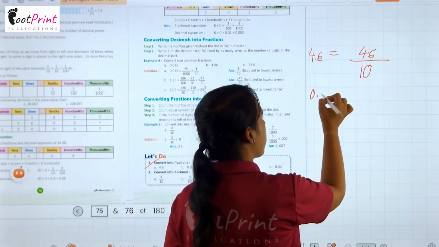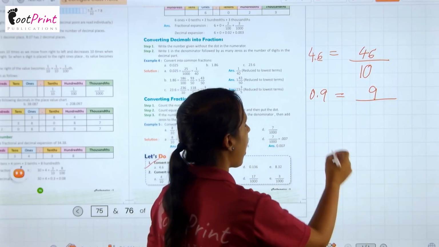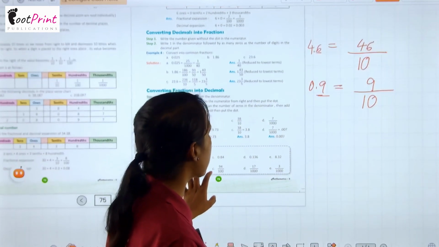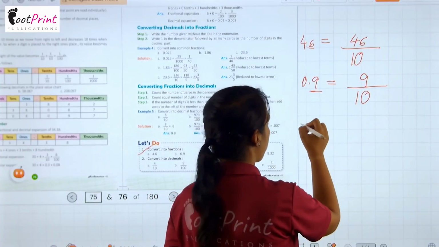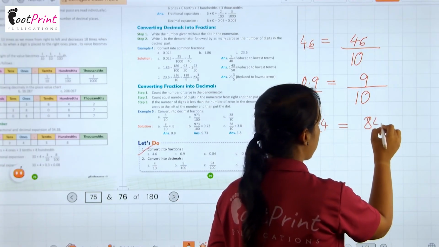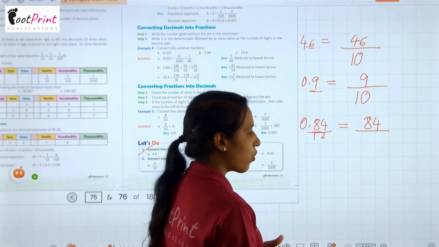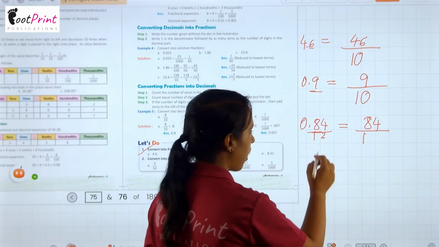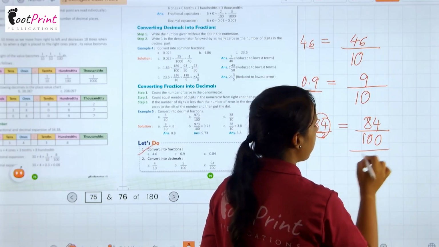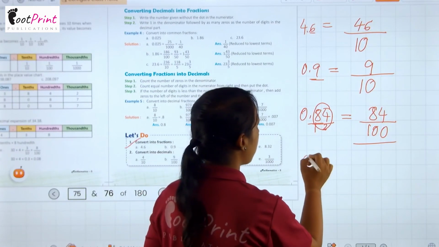Next one is 0.9. So the number without decimal, 9, is the numerator. And then we have 1 place. So we put 1 and 1 zero also. Okay, so we get 9 upon 10. Then we have 0.84. So first we take the number without decimal as numerator, that is 84. And then we count the places of the decimal part, that is 1 and 2. So in the denominator we put 1 and then put zeros according to the decimal places. Here decimal places are 2. So we write 2 zeros here. So we get 84 upon 100. Next 0.136.